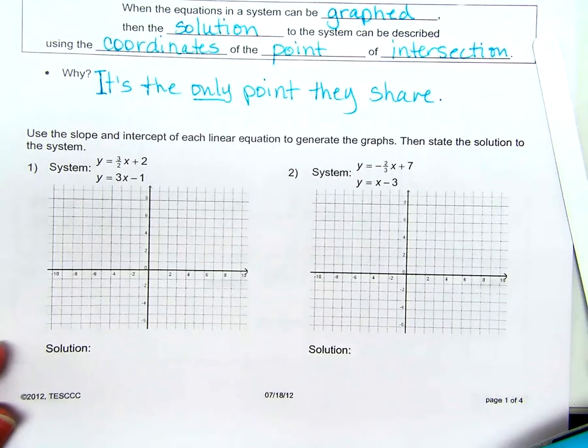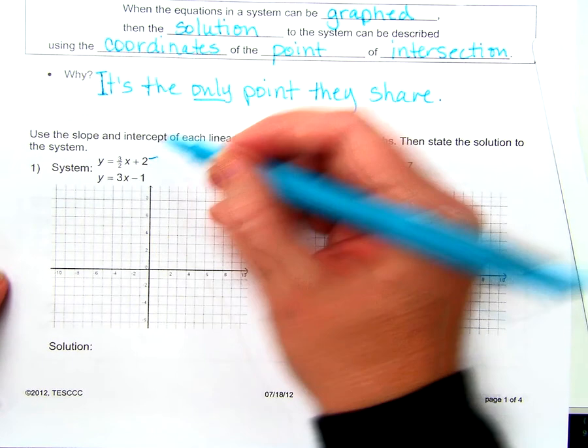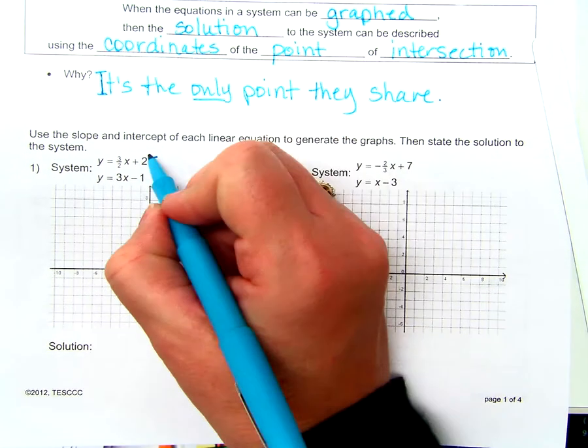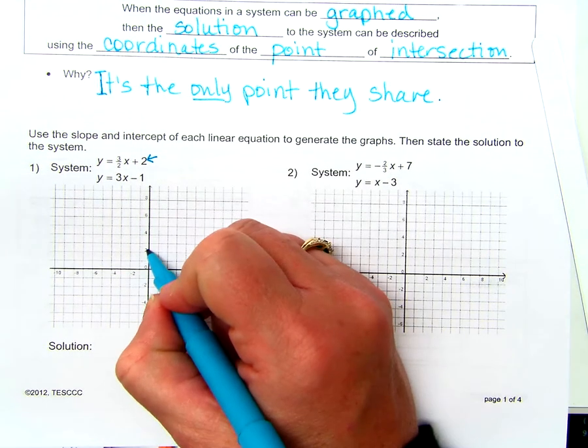So let's do some examples without having to do tables. Nobody wants to do tables every time. I don't. Maybe it's just me. Okay, so I'm going to graph the first line in blue. How do I graph that line without a table? I think of where's the y-intercept? 0, 2.